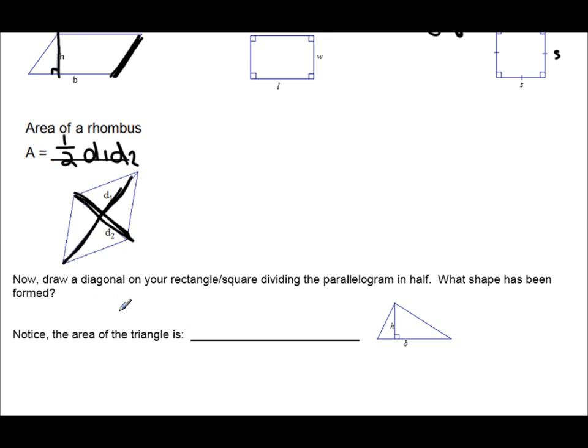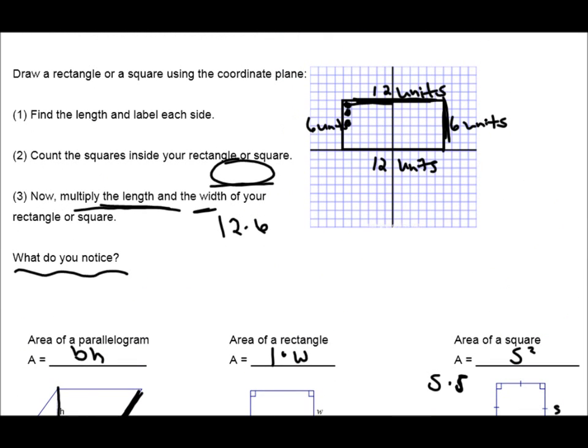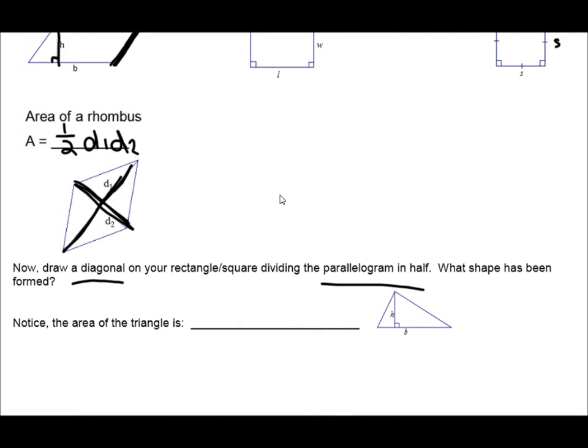Now, I'd like for you to go back up to your coordinate plane and draw a diagonal on your rectangle or square, dividing the parallelogram in half. So we're going to draw a diagonal with our straight edge, dividing the rectangle or the square in half. What shape did you form by doing this?